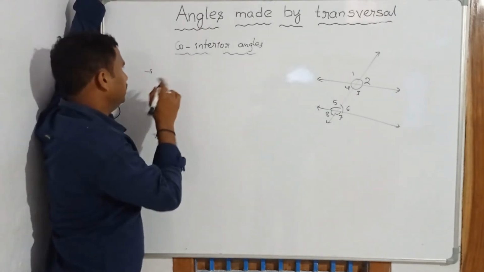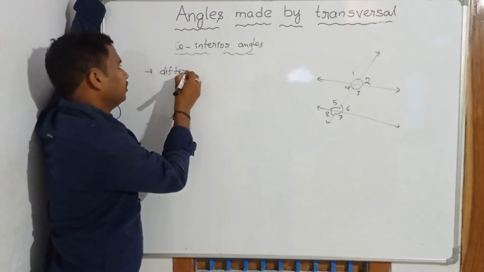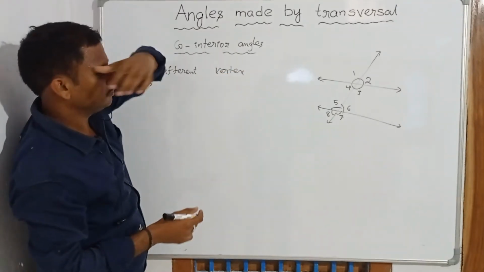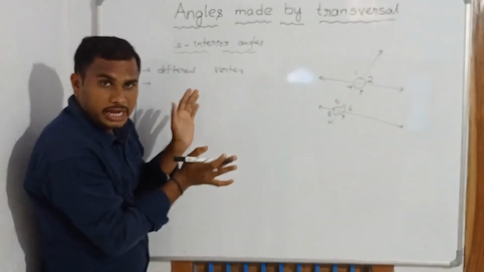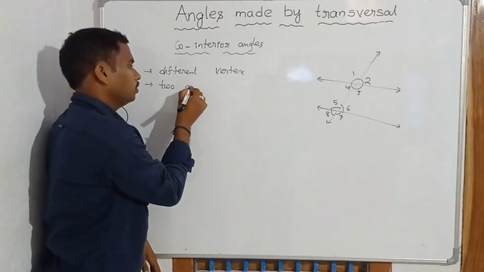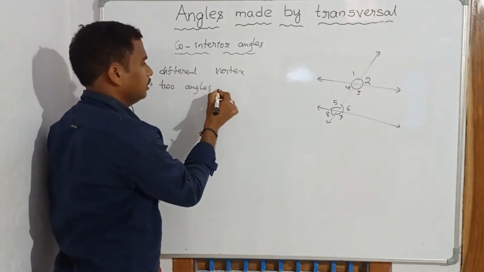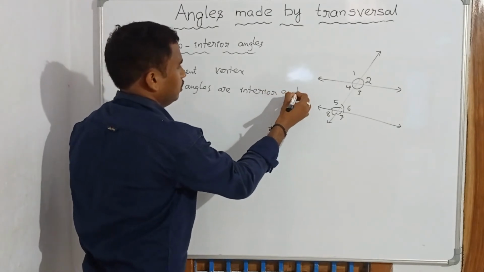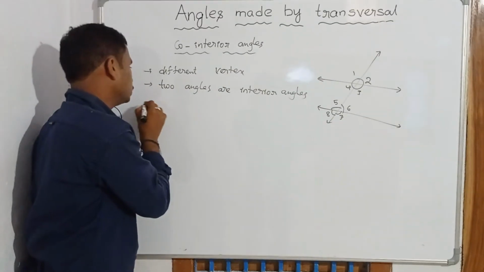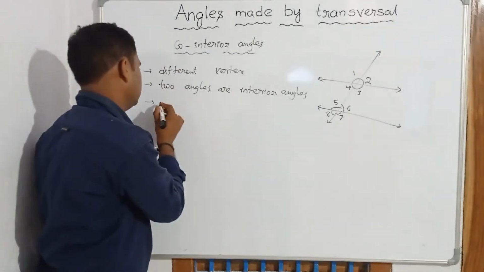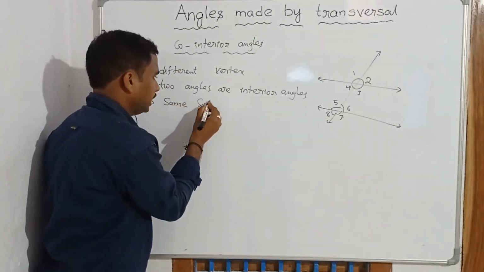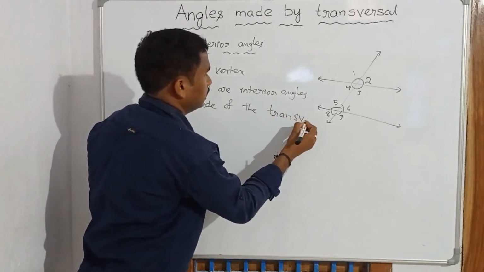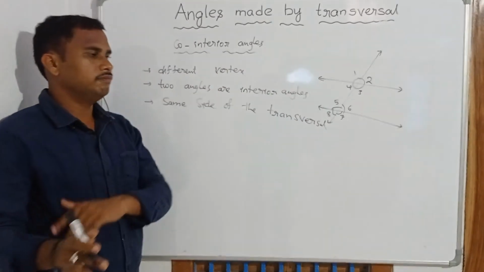First one, different vertex. Second one, two angles are interior angles. And last one, same side of the transversal.